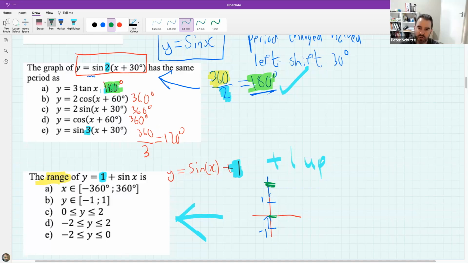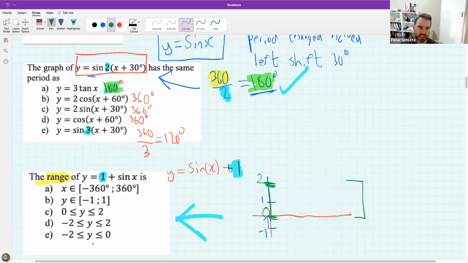So now the range, or not the range, sorry. Well, it is the range, I suppose. How high or low it goes is not going to be between minus 1 and 1. What's it going to be between? So normally it's between minus 1 and 1, but everything has been shifted up by 1 unit because of the plus 1. So what is the range going to be now? I think the lowest value is going to be 0. And the highest value is going to be 2.